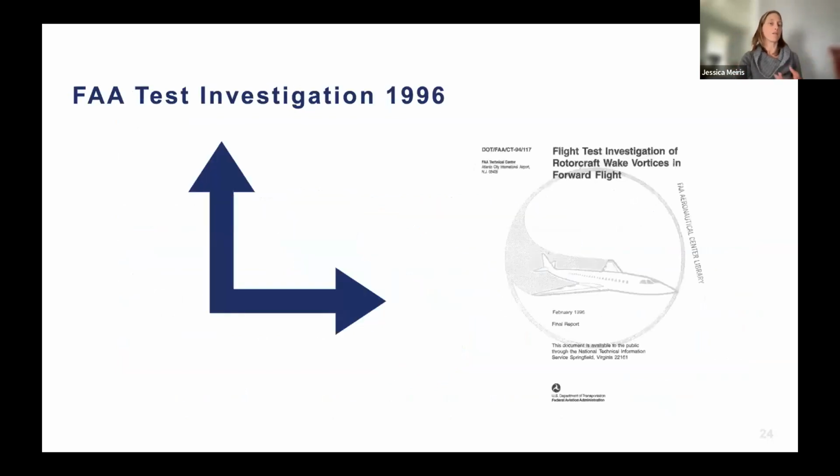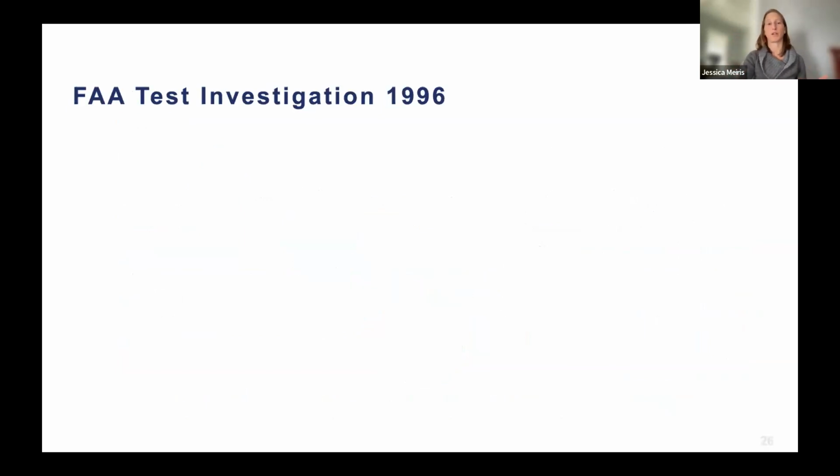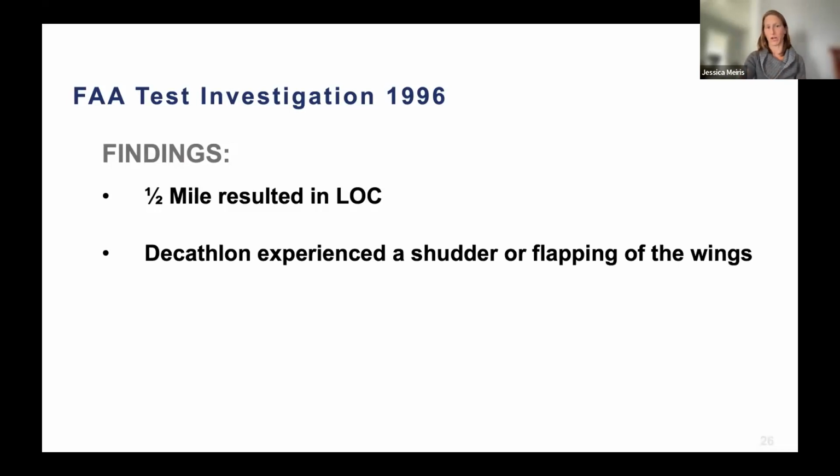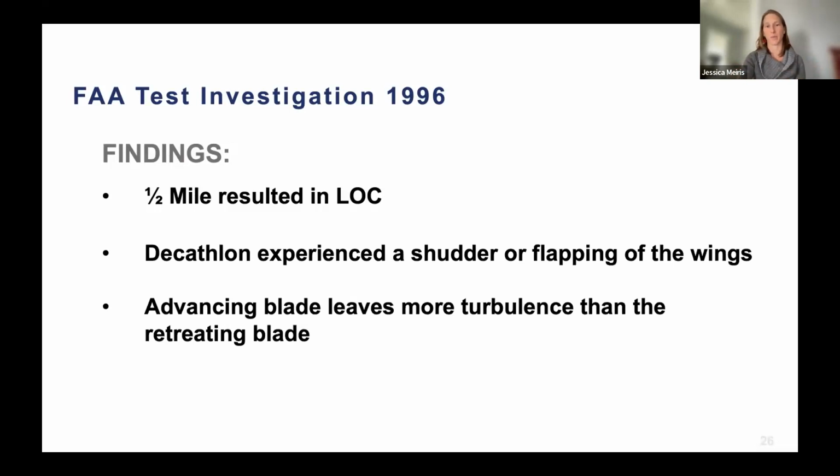And then what's really not talked about is an investigation that happened in 1996. And some of those findings were really pretty critical. So they took a couple of aerobatic airplanes, a Decathlon and a T-34, I believe, and discovered that when those planes interacted with helicopter wake turbulence, within a half a mile, the test results resulted in loss of control in both of those airplanes. And then additional findings, both airplanes also experienced heavy shuddering or flapping of the wings when it encountered wake turbulence from the helicopter.